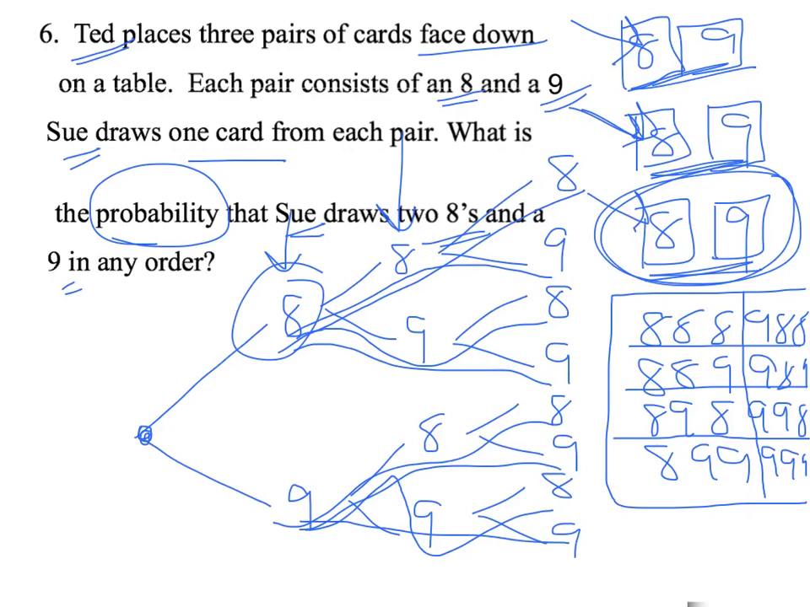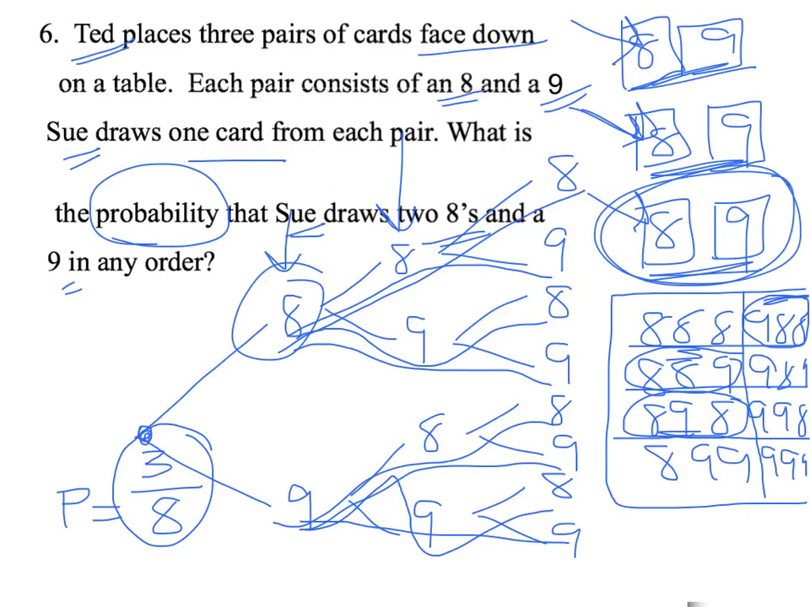So now I have to pick the ones that draw 2 8s and 1 9. So this first one, no, out. 2 8s and a 9, there's 1. 2 8s and a 9, and remember, it's any order. Up there's 2 8s and a 9, and that's it. So our probability is a fraction, so the probability is going to be 3 possibilities out of, because here's our 3 possibilities, out of how many total options? 8. So the probability in the end turns out to be 3/8.